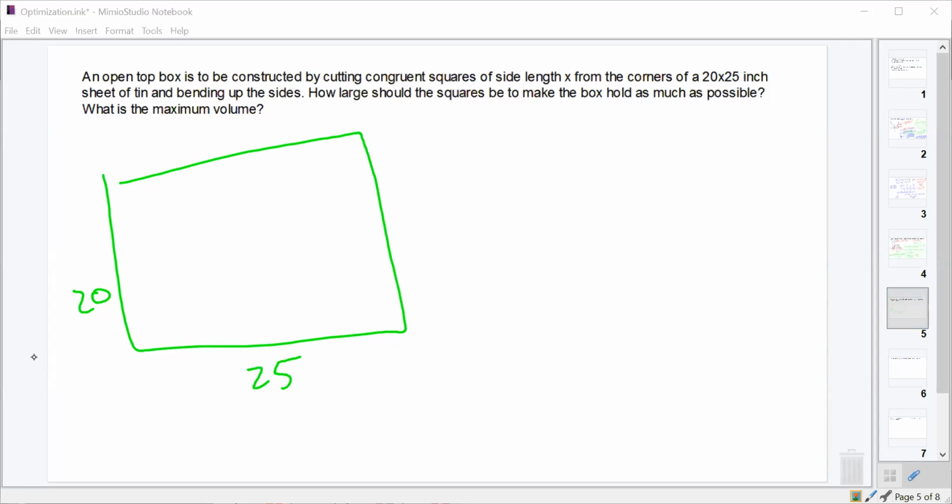And we're going to cut off congruent squares from the corner. So far, good? Okay, and if we're going to cut off congruent squares here, we'll call each of those x by x, right? And so what is the volume of this box?